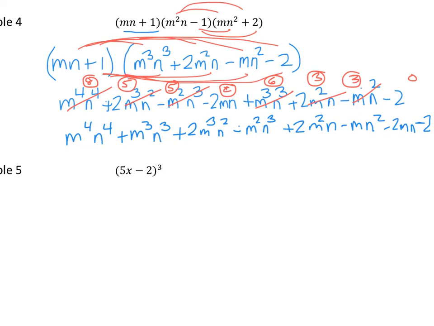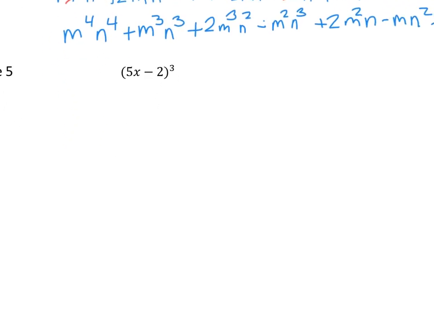All right, let's go with our last example. We have a binomial, 5x minus 2, and it is raised to a power of 3. This is what we have a term for, and we call it binomial expansion. So I think I'm going to write that down. We do have a section in this chapter on binomial expansion, but we may not do it given the schedule. So I'm going to write this down, and we're going to write it out long here.